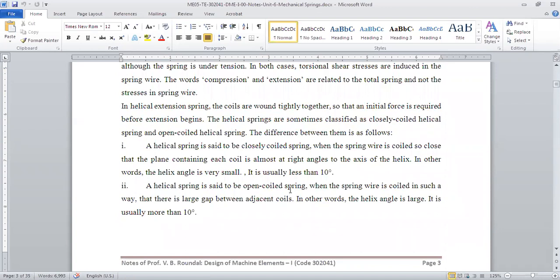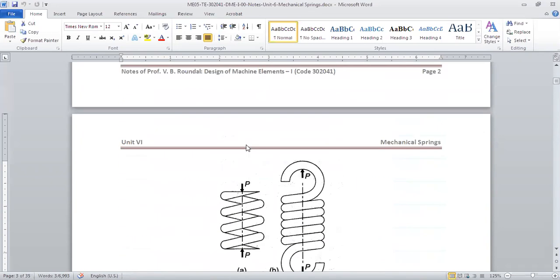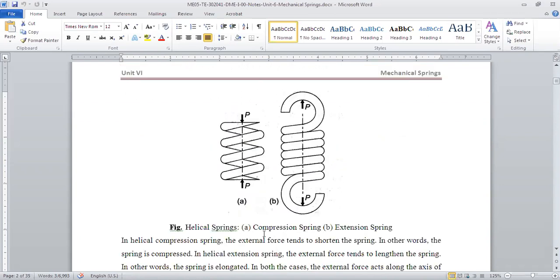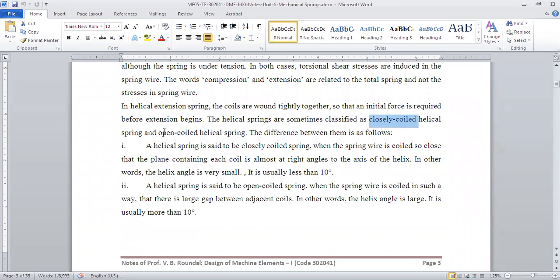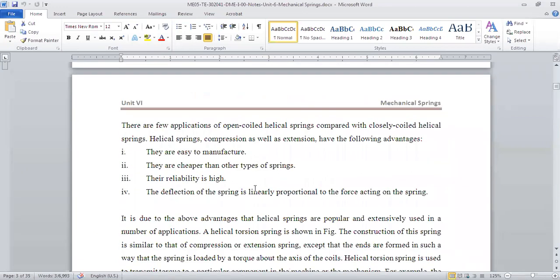So now there are two types of helical spring: closed coil and open coil. Closed coil means the angle at which the coil is with the axis is very small. It is almost perpendicular or flat. If that is the case, then those kinds of springs are called closed coil helical springs. And if the angle is more than 10 degrees, it is called an open coil helical spring. Just remember those things. Okay.